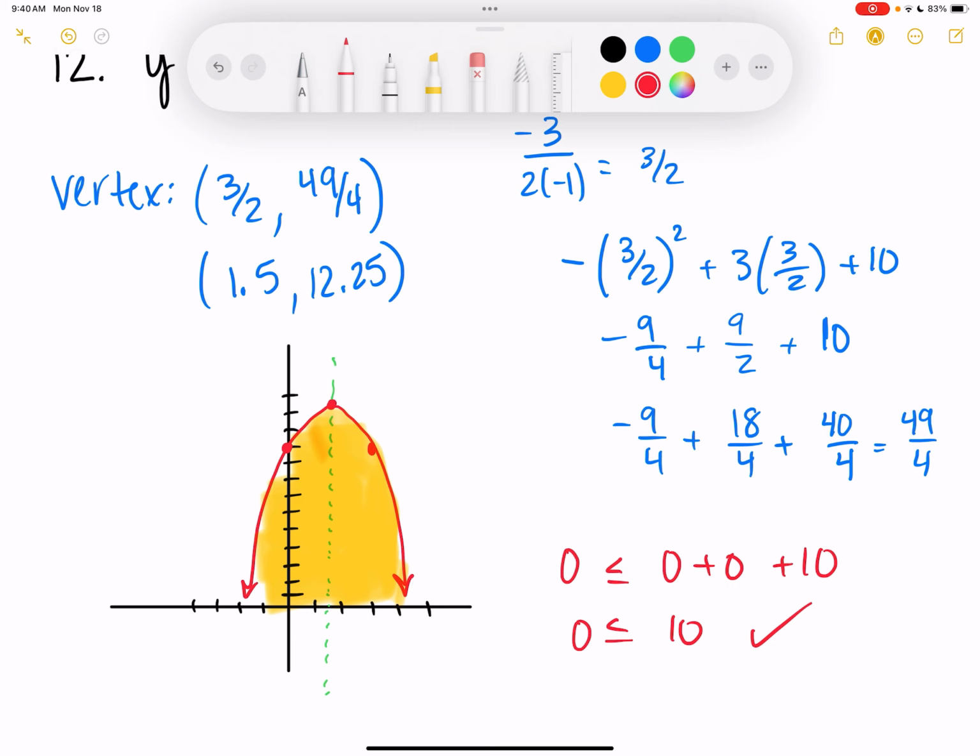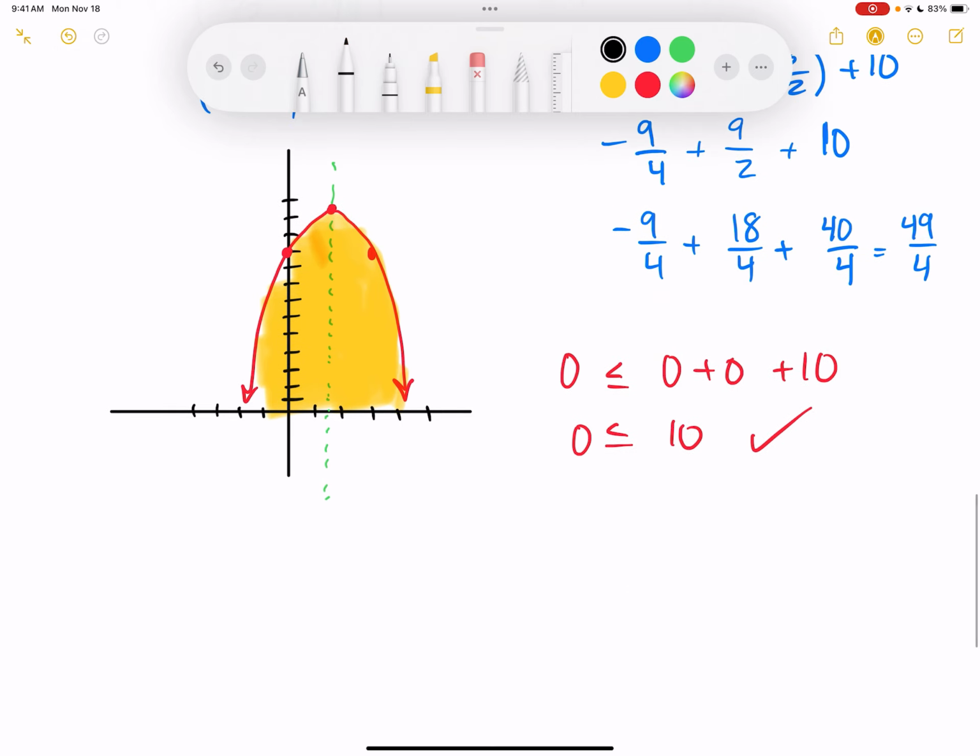All right, one more. Graph the system of inequalities. Any guesses as to what that means? It means you don't have to do any more work. Good boy. It means that we're going to graph 2 parabolas at the same time and find their intersection.